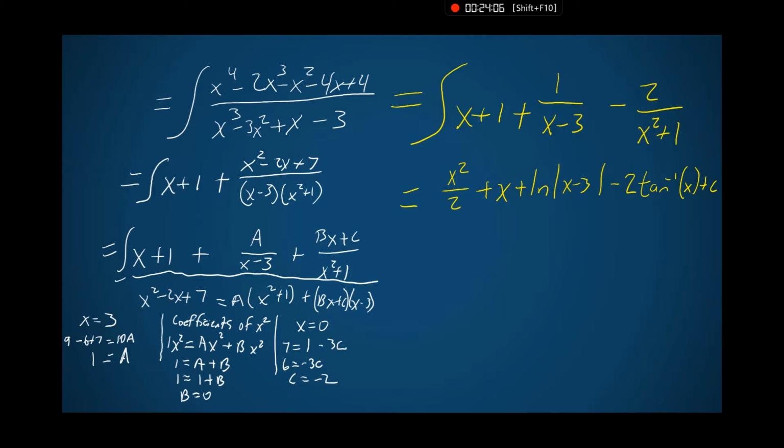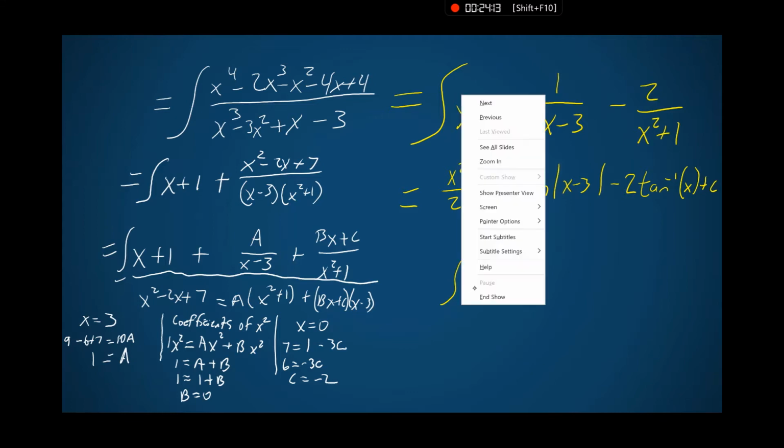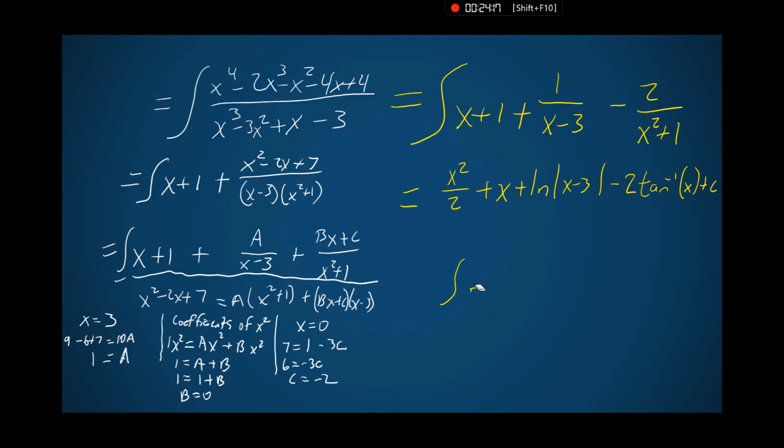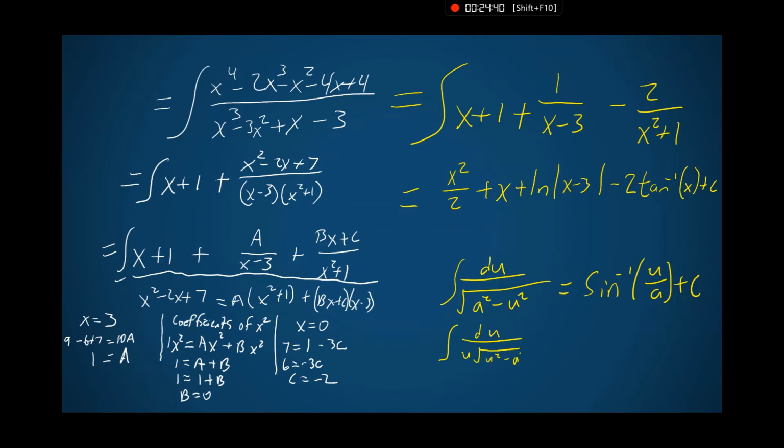Really quickly, if we integrate du over the square root of a squared minus u squared, that would be my arcsine function. So I'll get the arcsine of u over a plus c. If I integrate du over u root u squared minus a squared, I would get 1 over a times arcsecant of u over a plus c. And if I integrated du over u squared plus a squared, I would get 1 over a times the arctangent of u over a plus c.